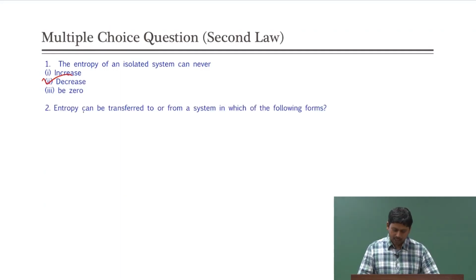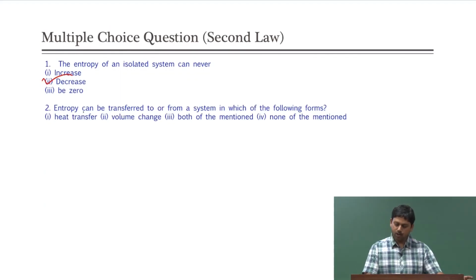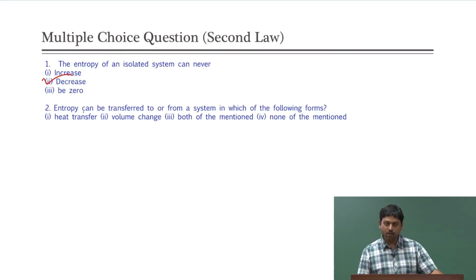Second question, entropy can be transferred to and from a system by which of the following forms: heat transfer, volume change, both the above mentioned, and none of the above mentioned. So, we know that entropy is proportional to the reversible change in heat divided by the temperature. Now, if you transfer heat, let us say non-reversibly, will it change the entropy still?